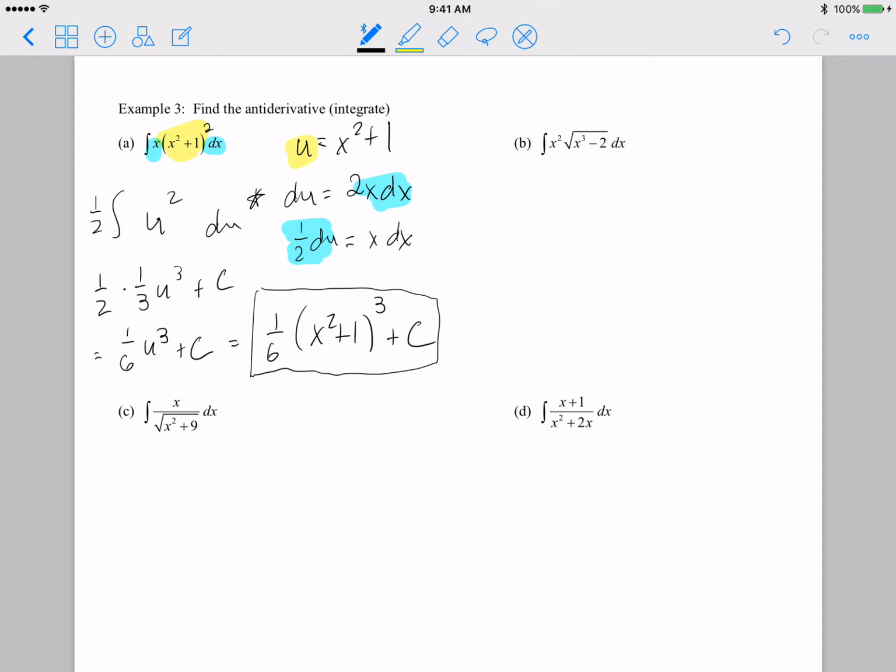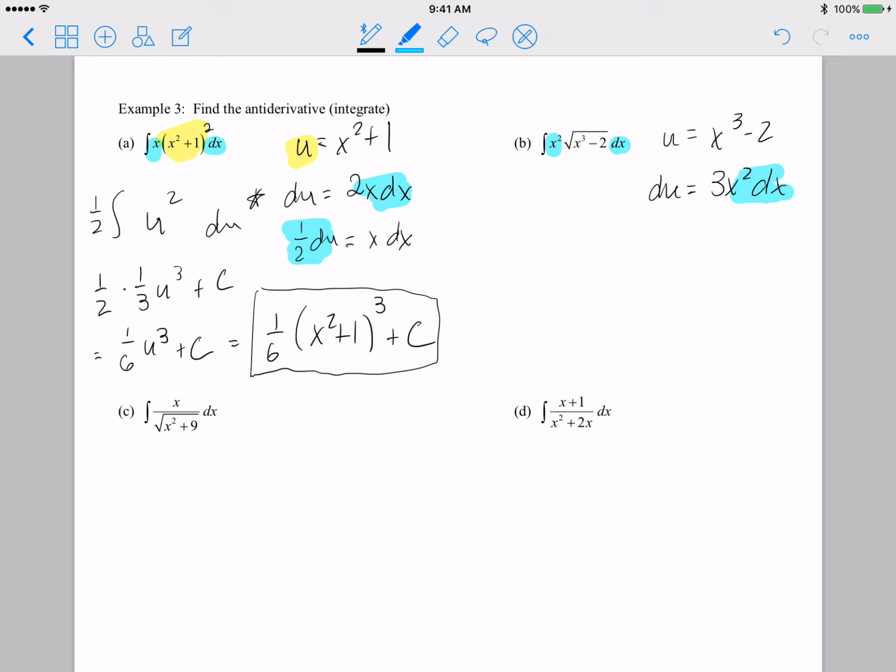Okay, example B, I'm looking for a function inside of another function, and I'm hoping that the function that I choose has its derivative somewhere in the problem up to a constant. Okay, well, hopefully, if you look at this, you're able to recognize that our u is going to be x cubed minus 2, since that's the function that is inside of a square root. That means that du is going to be 3x squared dx, but I don't have 3x squared dx in the problem. All I have in the problem is the x squared dx. I have it here and there.